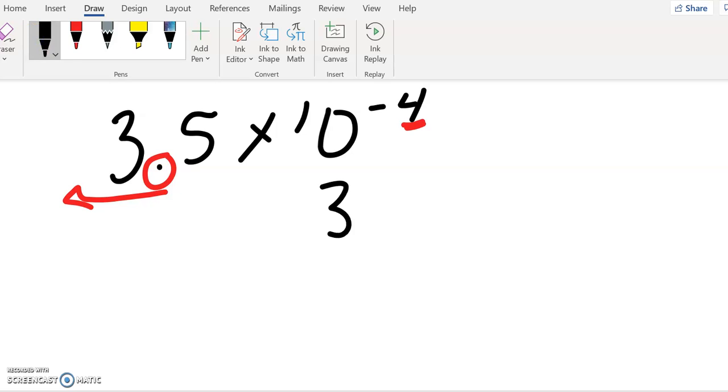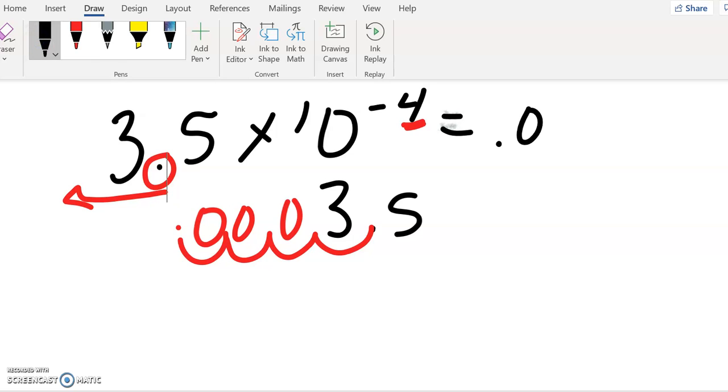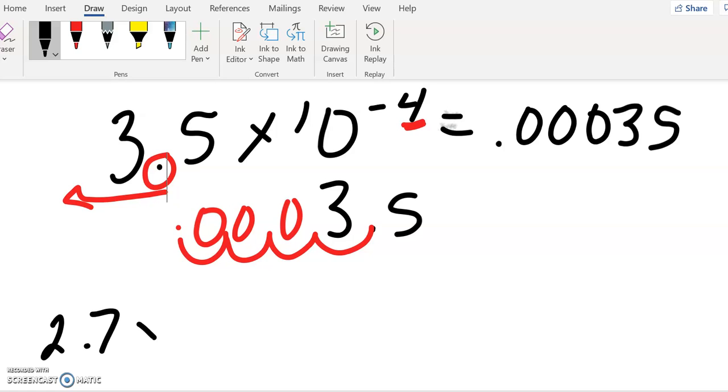So we're going to start with this number of 3.5, and we're going to move our decimal 4 places, 1, 2, 3, 4, to the left. Those empty spots become 0. So in standard form, that's a horrible one, this is the same as 0.00035.